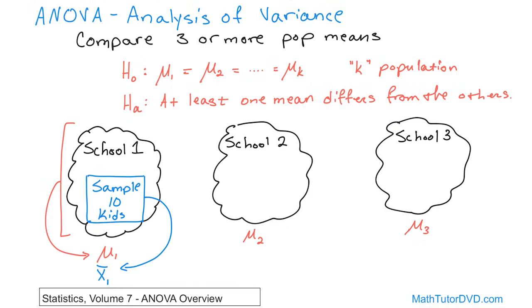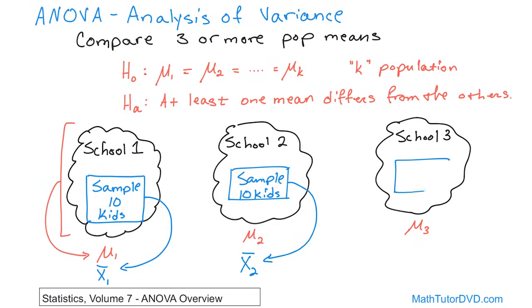Then I go over here and I give the test again. I sample, and I'll put 10 kids here. But you'll see that when we do the ANOVA, it doesn't have to be the same number of kids. I could test maybe 20 kids here or 7 kids here or whatever. It all takes everything into account. And then from that, I get X bar number 2. That's the sample mean from school number 2, and then I do the same thing over here with school number 3. Again, I'll put 10 kids, but it can be a different number. And then from that, I get X bar number 3.